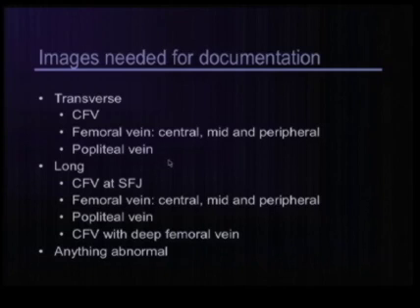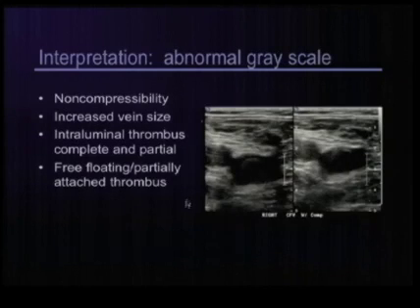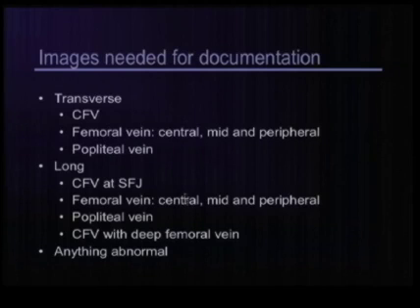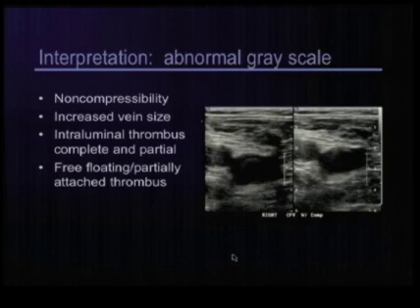We also obtain images of the popliteal vein in transverse, and then in the long axis view, we take representative images of the common femoral vein at the saphenofemoral junction to document the absence of thrombus in the greater saphenous vein near its confluence. Again, we obtain images of the femoral vein and the popliteal vein in long axis, and also the confluence of the common femoral vein with the deep femoral vein. Again, if there's anything abnormal, obviously we would like to document that with images as well.